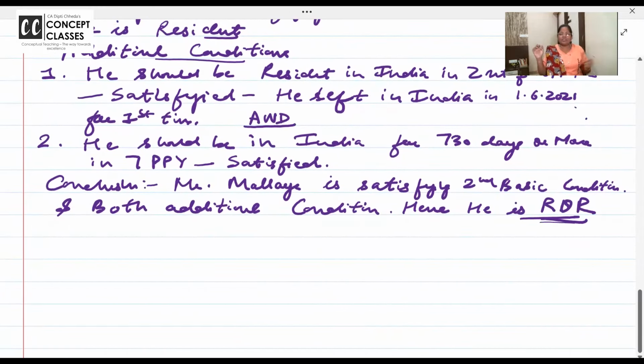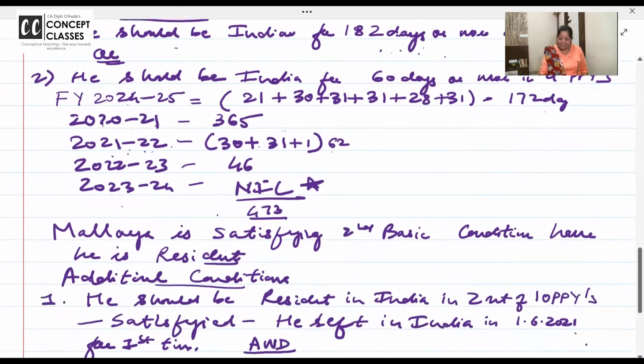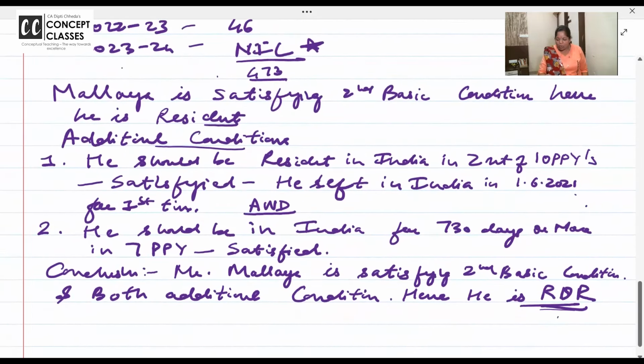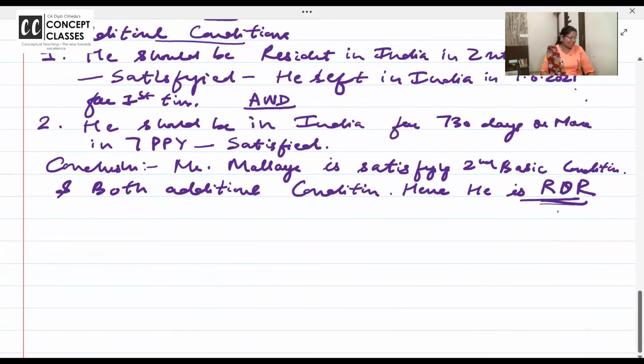clear. As soon as they see the question and they see that yes, he has concluded properly, the mindset changes, you'll get good marks. Mr. Malaya is satisfying the second basic condition. 60 days he is in India and 365 days in the 4 years, and both the additional conditions. Hence, he is a resident and ordinary resident.